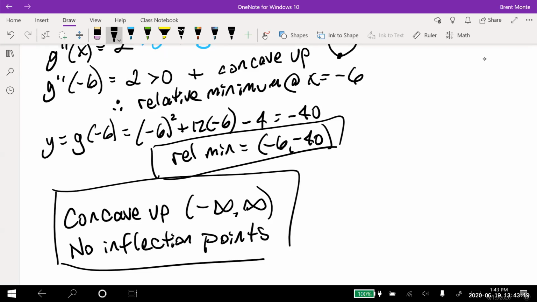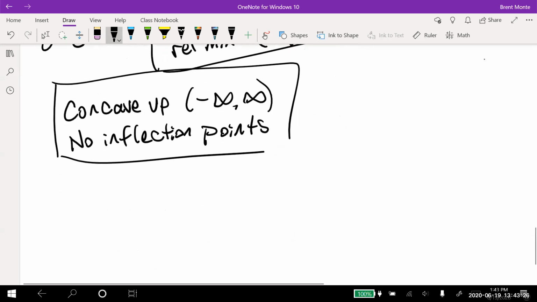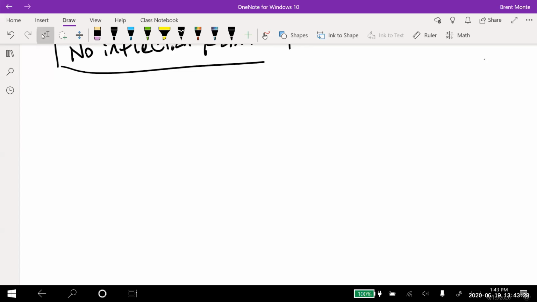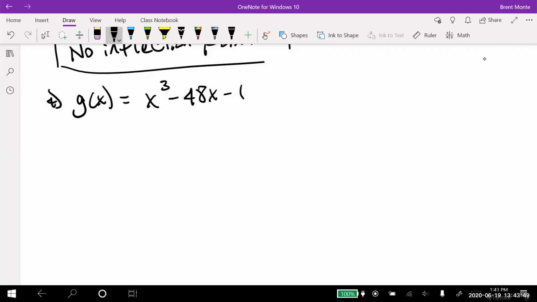On the next problem, we'll show what we need to do if we do have some other points, if it changes concavity. All right, so let's try another one of these, problem 14. Again, it's g of x. This one says x cubed minus 48x minus 1. Same question: find concavity, find relative max or min.